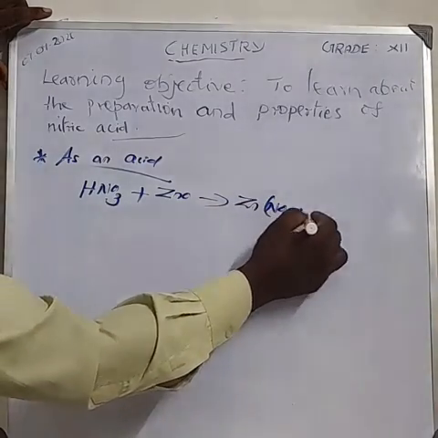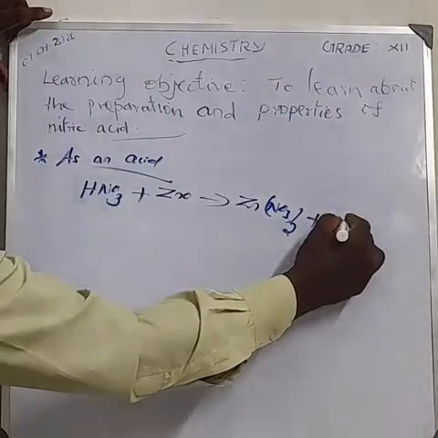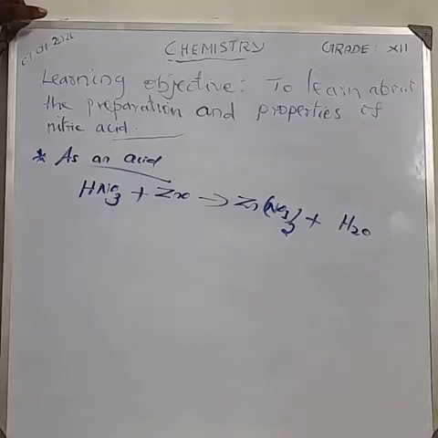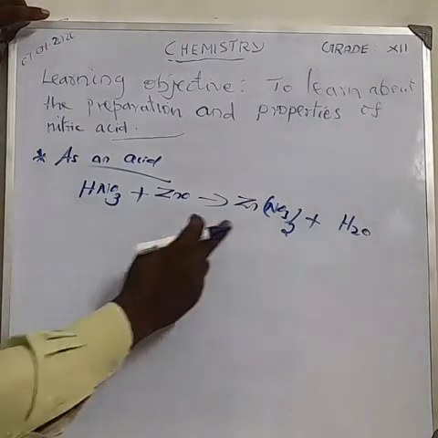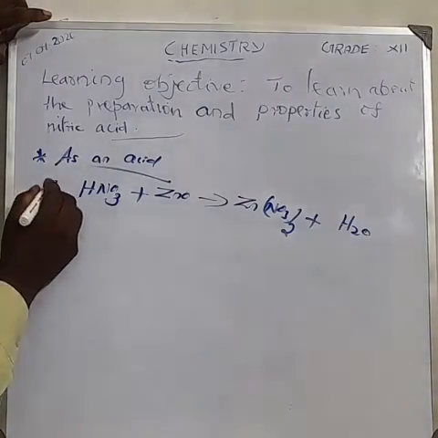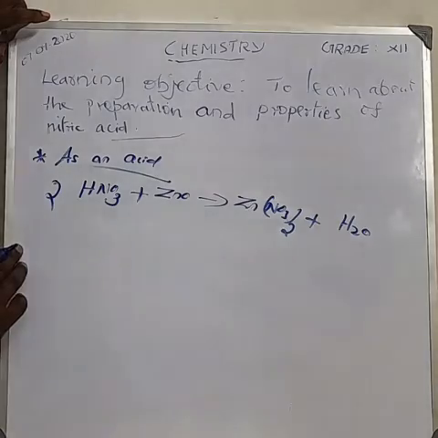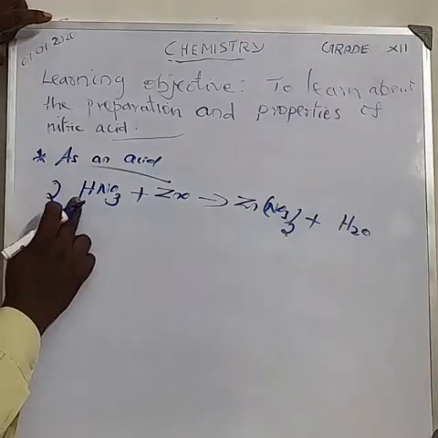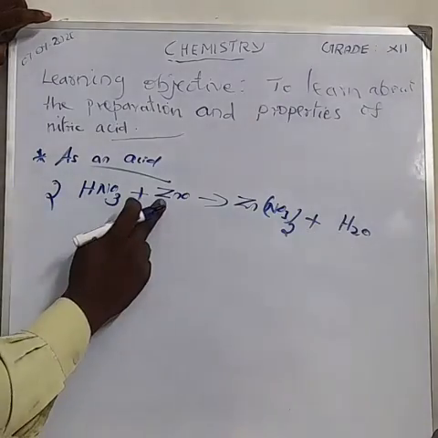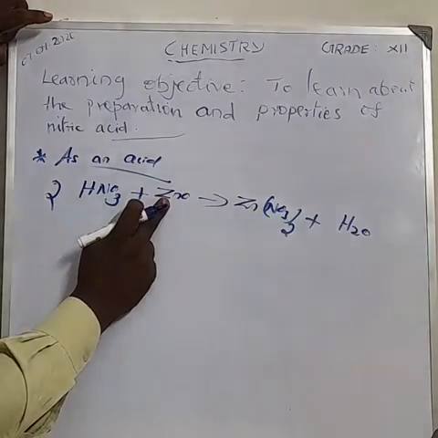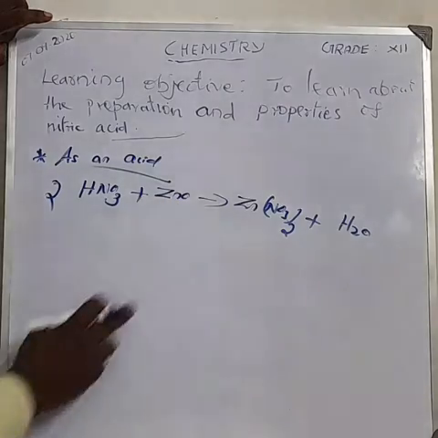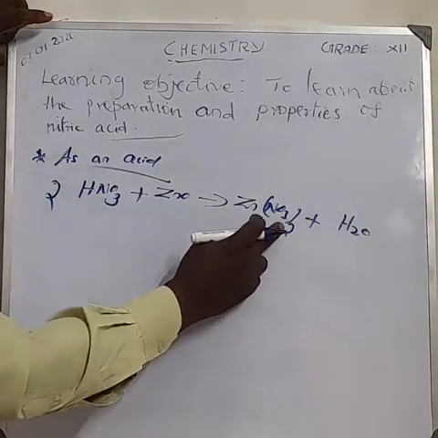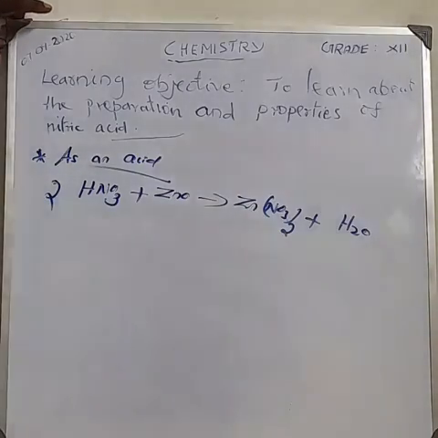Zn(NO3)2 plus water H2O. Okay, how can we balance the equation? Here having 2 nitrates, make it 2 nitrates. How much hydrogen is there? 2 hydrogen, 2 hydrogen. How much zinc is there? 1 zinc, here having 1 zinc. And oxygen 6 plus 1 is 7, here also 6 plus 1 is 7. Now the equation is balanced.